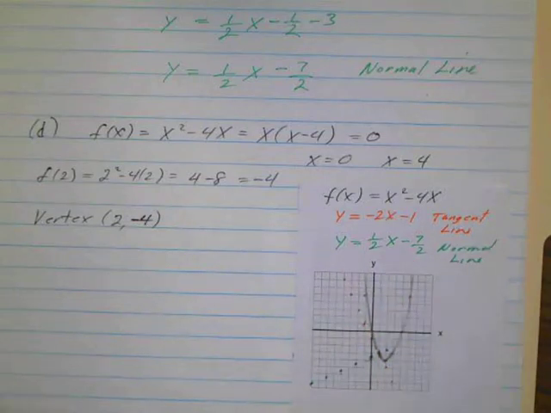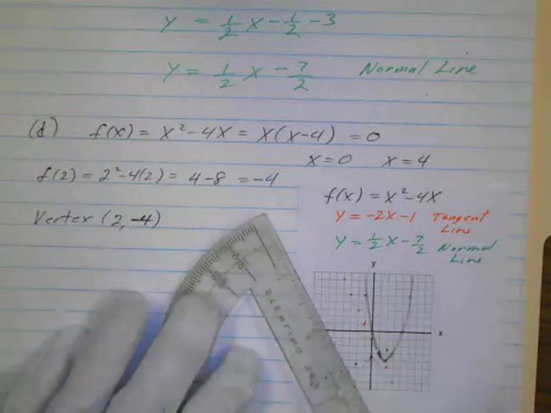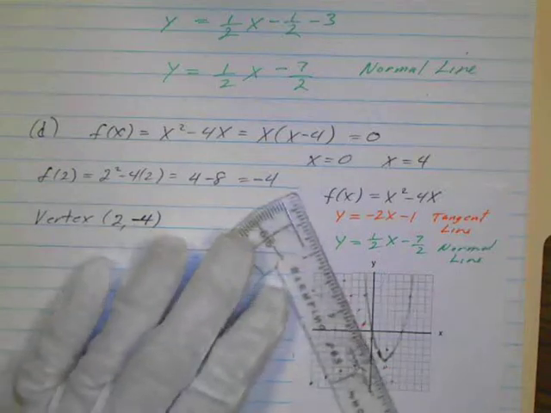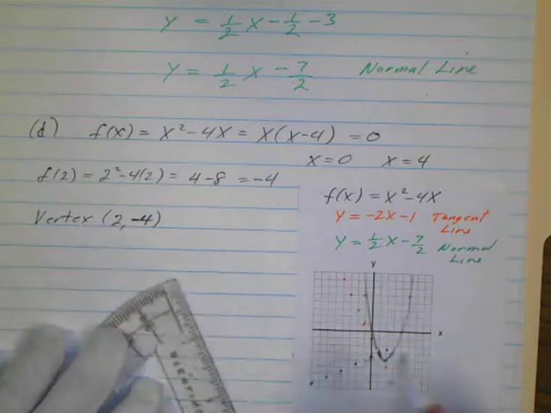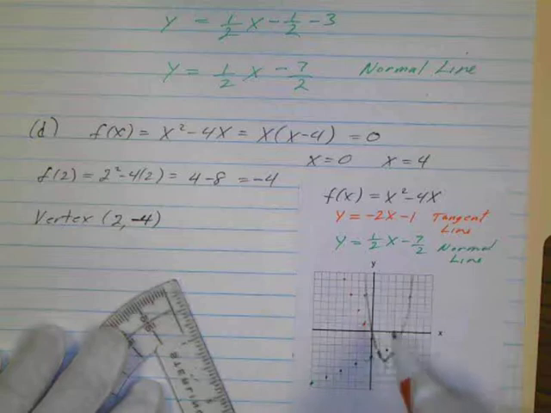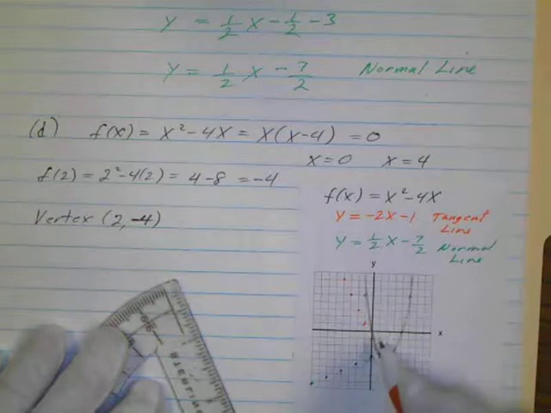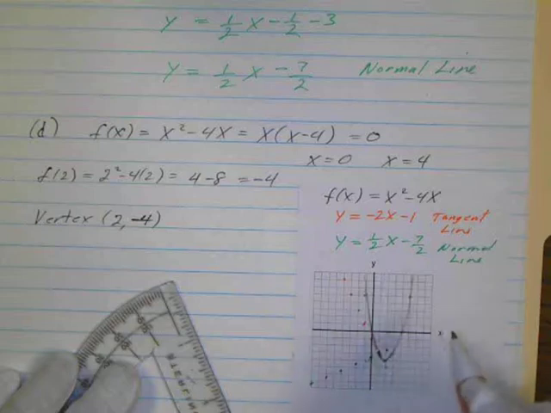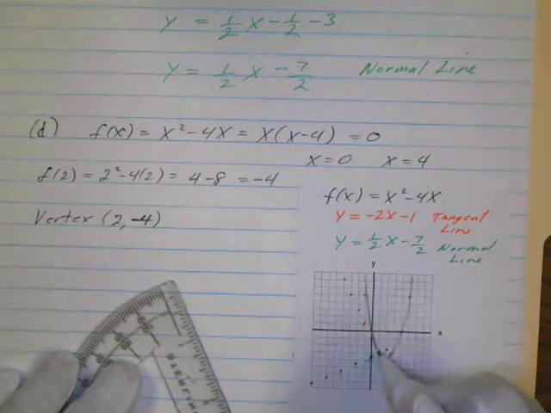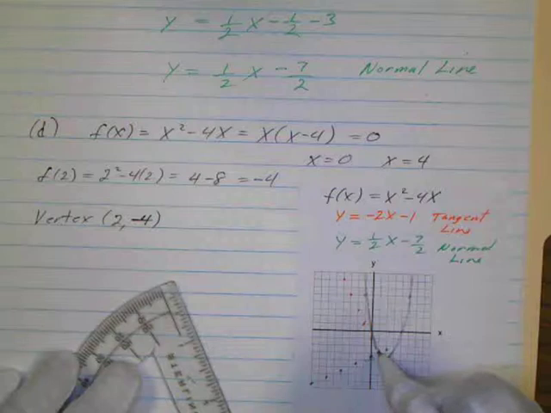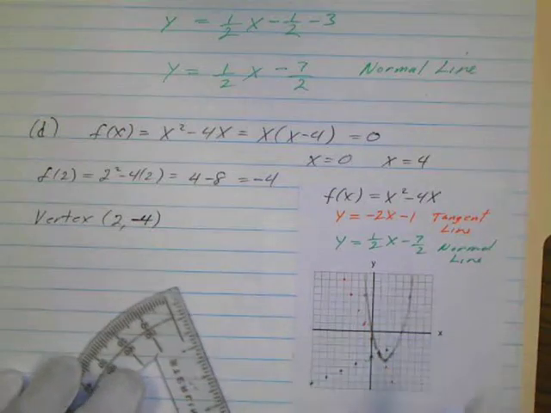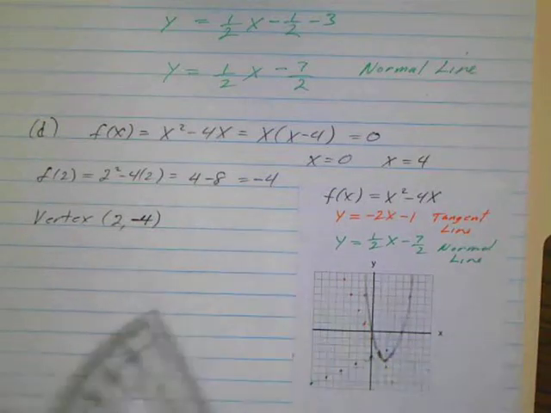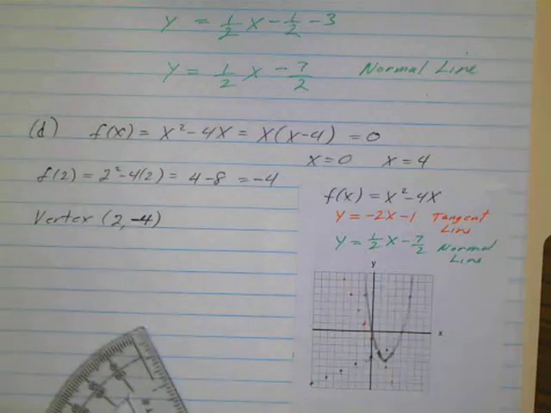So that was my tangent line. And I can use my trusty straight edge here. And this was the point of tangency, right here when x is 1. I'm sorry, when x is 1, and what's y? Negative 3. So that was my point of tangency, 1, negative 3. I think we had that over here.